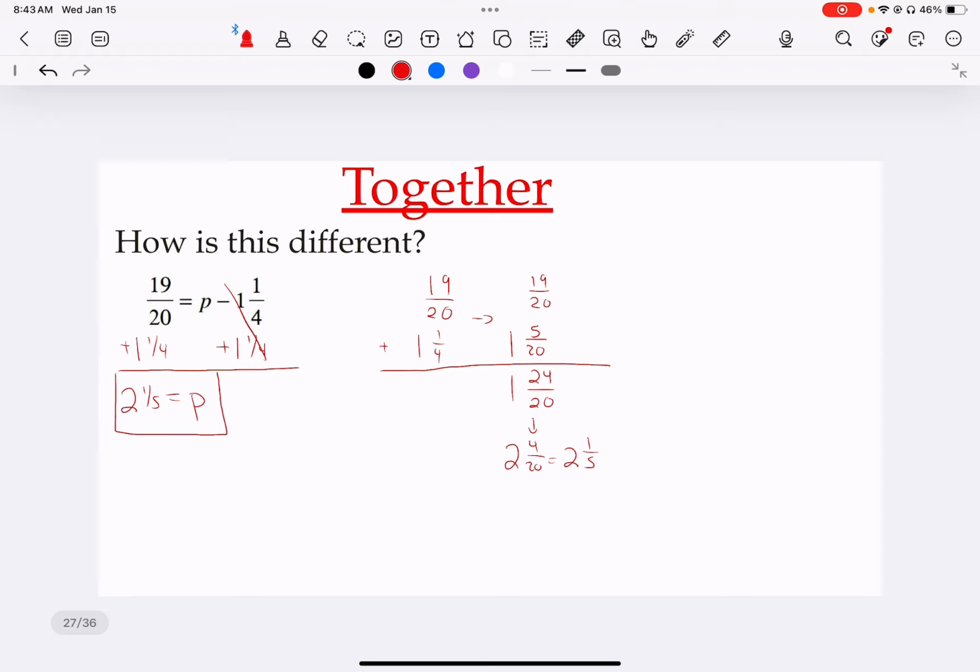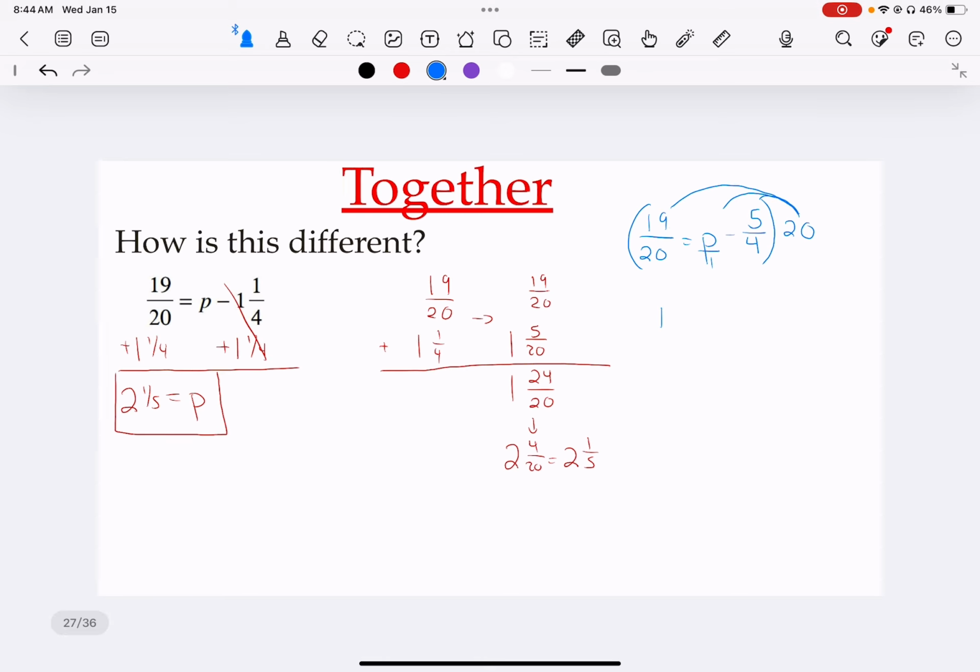Now another way I could do this problem is to get rid of the fractions from the beginning. So in order to do that, I would have 19 over 20 equals p minus 1 1/4. I'm going to turn this 1 1/4 into an improper fraction. So to do that, I keep the 4. 4 times 1 is 4, plus 1 is 5. Now I'm going to multiply the whole equation by my common denominator. My common denominator, because this would be p over 1 for all the numbers, is 20. Now I'm going to multiply each term by 20.